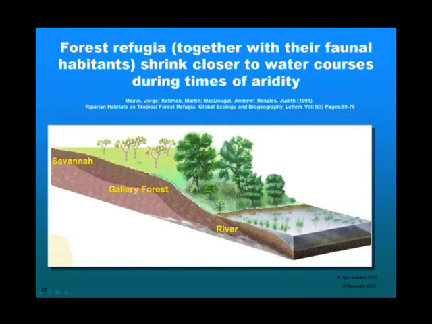They didn't disperse in a random way. What would have happened is that they would have shrunk closer and closer to rivers. If you look at Google Earth and pan across East Africa, you'll see these little green strips of forest meandering over the savanna, and that's basically where I think bipedalism occurred.